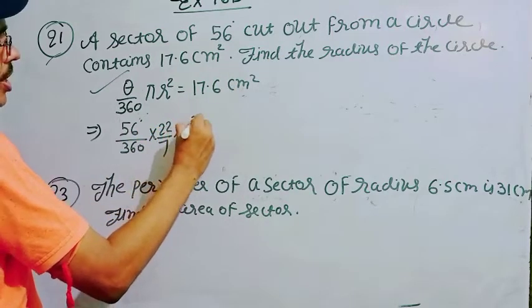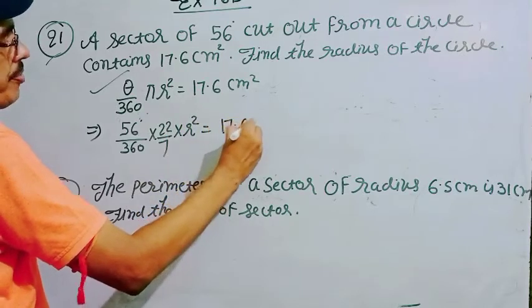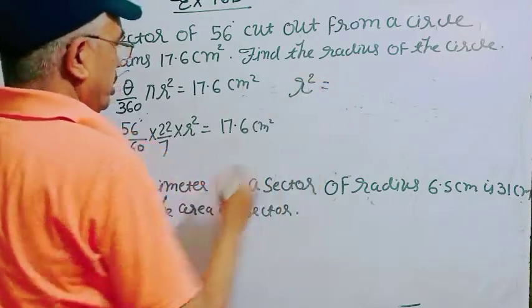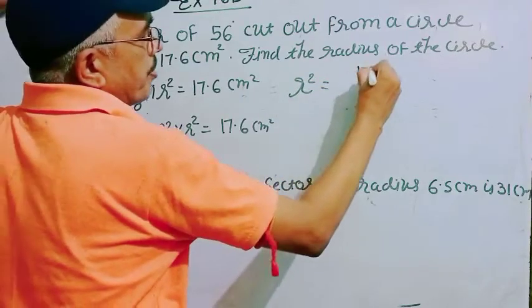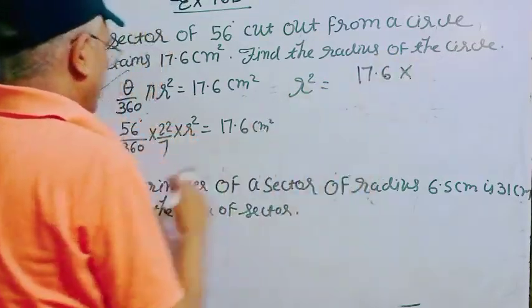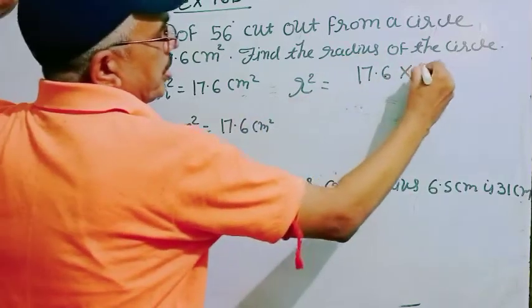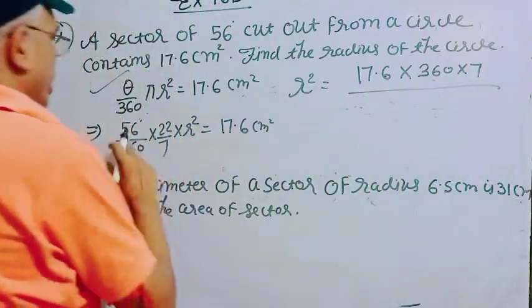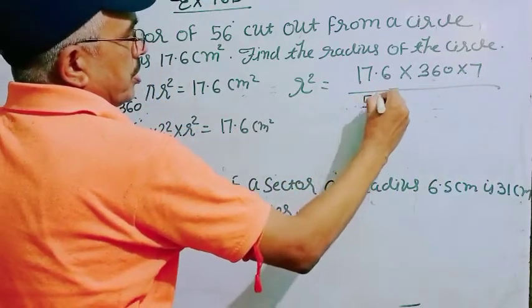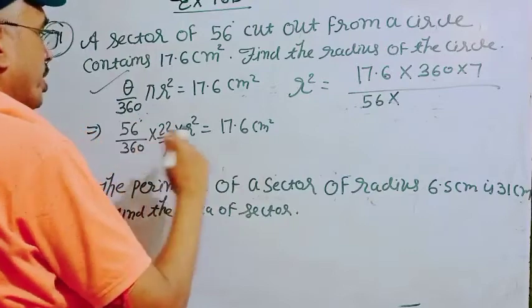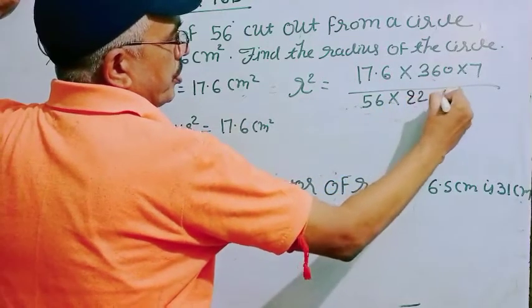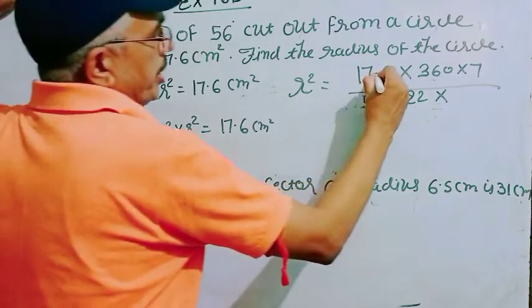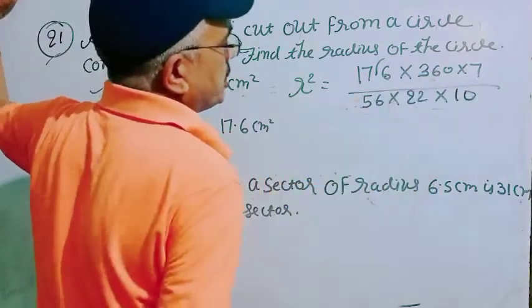That is, you have to find r square, that is 17.6 cm square. So what is the value of r square? Then r square is equal to 17.6 into 360 into 7, by 56 into 22, and here is the point, remove it, then here is 10.